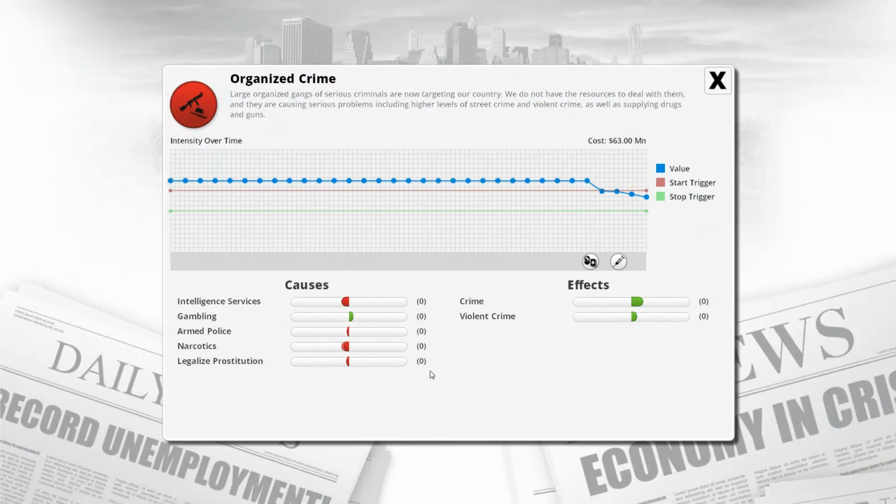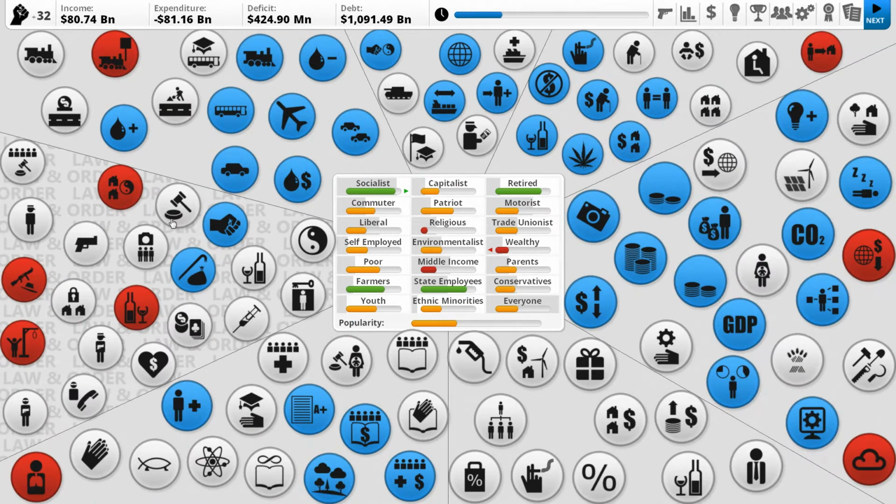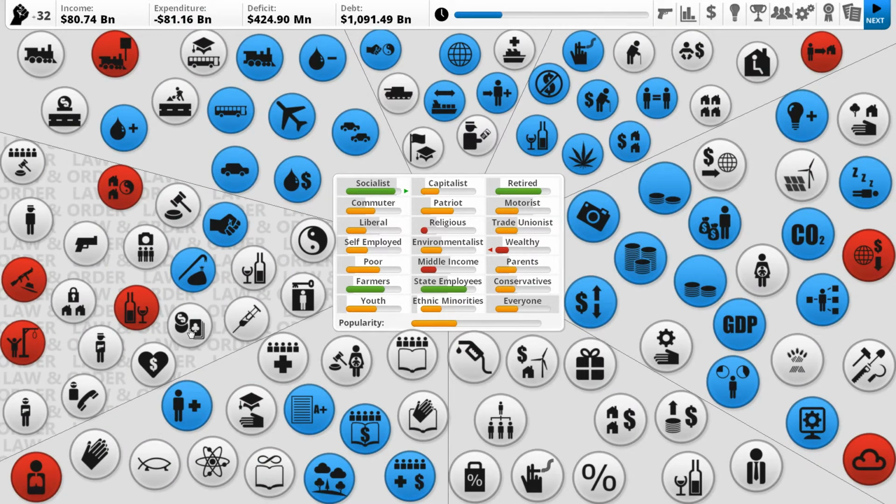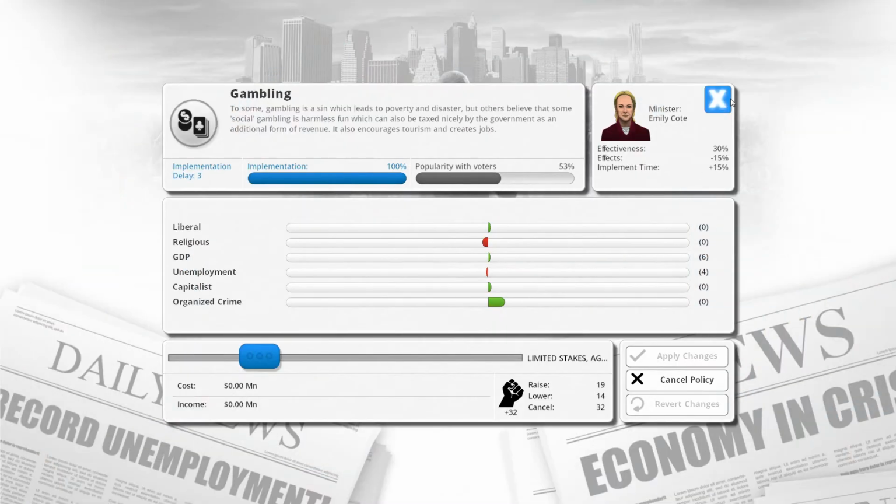Why isn't that dropping faster? I've done everything I can. I legalized drugs. I've lowered the gambling. Did I lower the gambling yet? Yeah, it's limited stakes. That's good enough. Gambling is a big thing to increase organized crime.